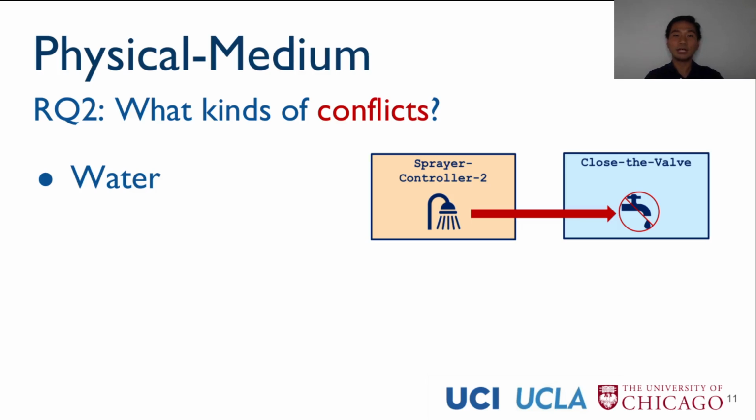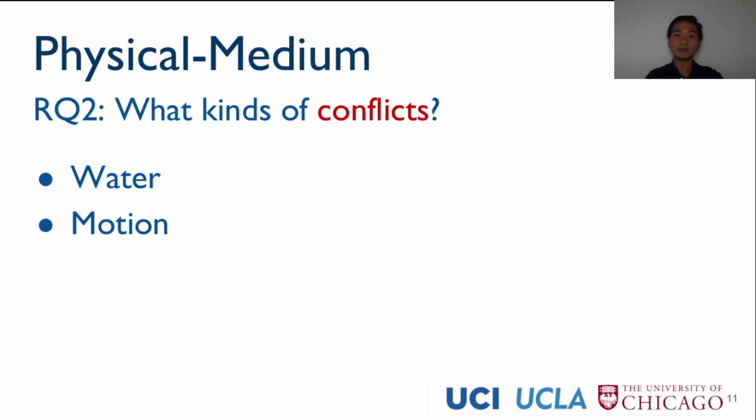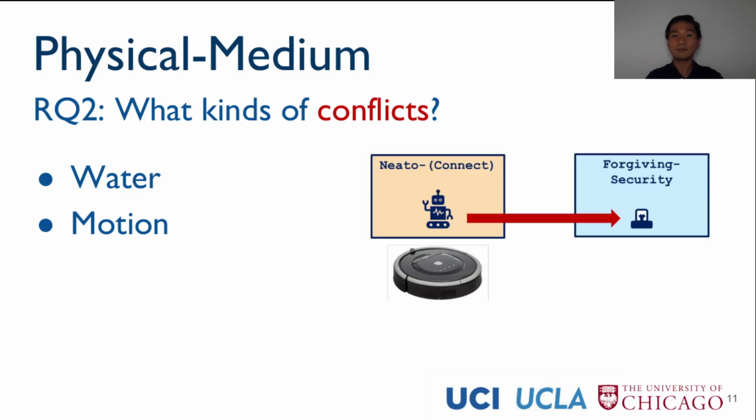If the Sprayer Controller 2 app controls a water sprayer whose water source is the water valve controlled by the Close the Valve app, a bad moisture sensor placement could cause the Close the Valve app to close the water valve and prevent the irrigation when the water coming from the Sprayer Controller 2 app reaches the moisture sensor. Similarly, we found apps that conflict through motion. This exciting pair is called the Niato Connect and Forgiving Security apps. The Niato Connect app controls a vacuum cleaning robot, whereas the Forgiving Security app sets the alarm to go off when its motion sensor detects some movement.